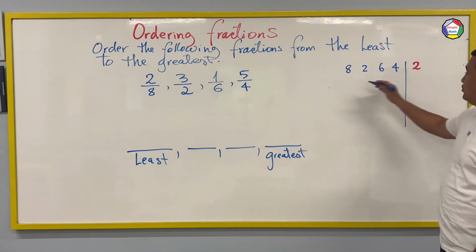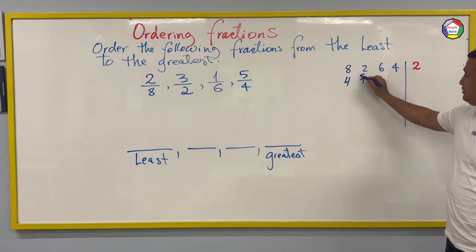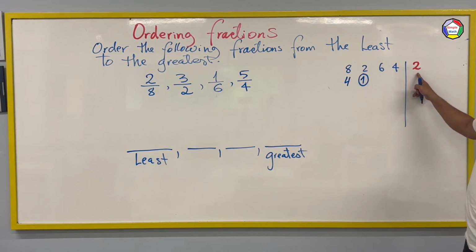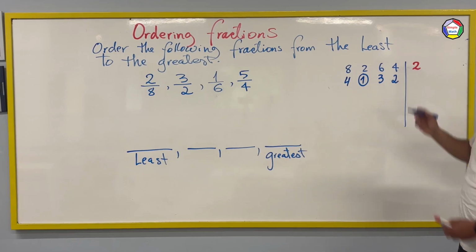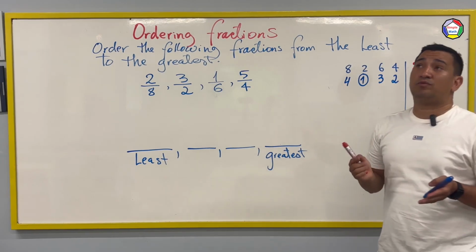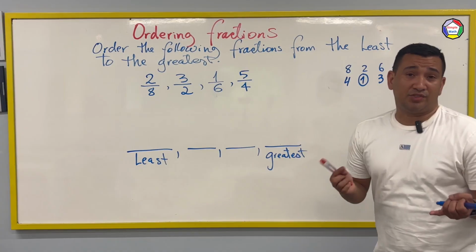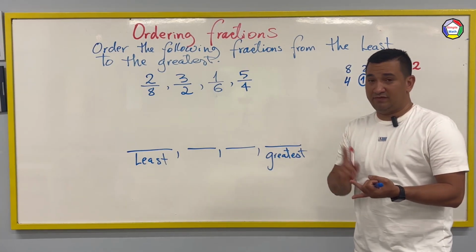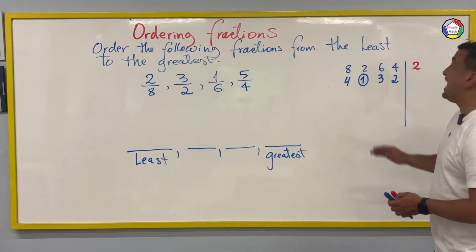8 divided by 2, 4. 2 divided by 2, 1. 6 divided by 2, 3. 4 divided by 2, 2. And I repeat the question again. Remember, the numbers that we are going to use are 2, 3, and 5. We need to ask ourselves if the number is divisible by 2, by 3, or by 5.